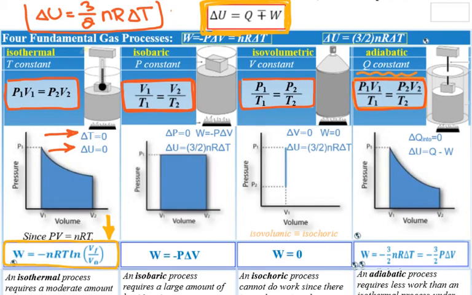For the isobaric process, your pressure stays the same, but the volume changes. So if the volume is changing, then there is work done, and the work done is P delta V. And I also want to point out that work is equal to, let me see if I have this formula here. Yes, I do. So the work is equal to, right here, P delta V.